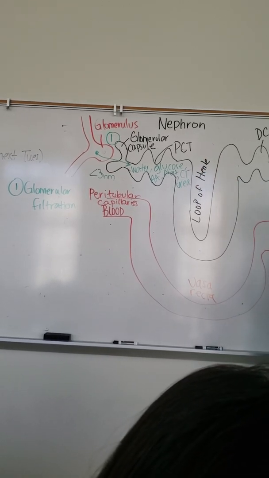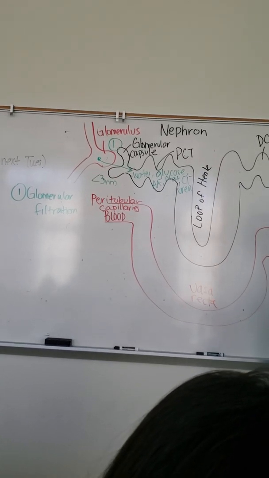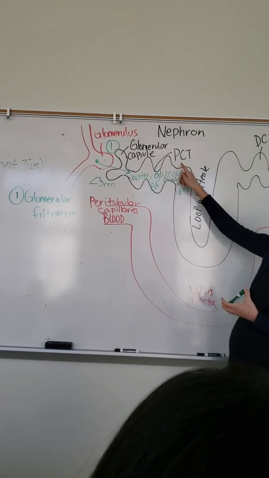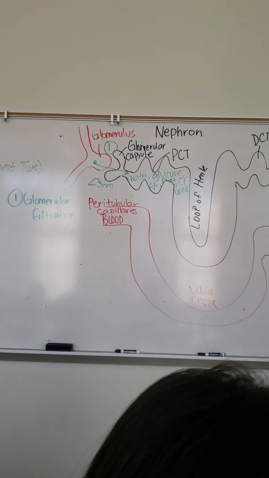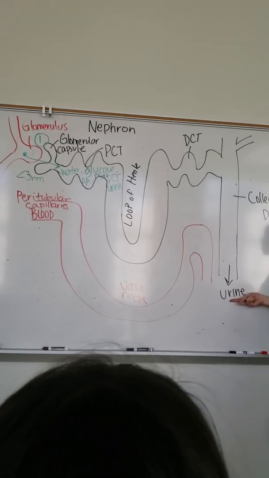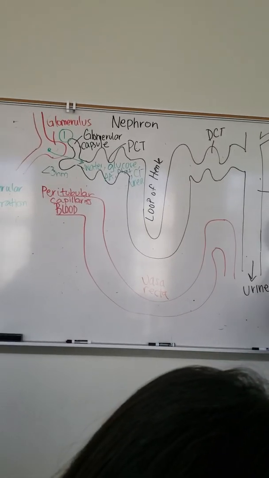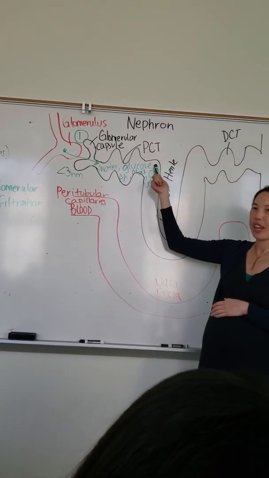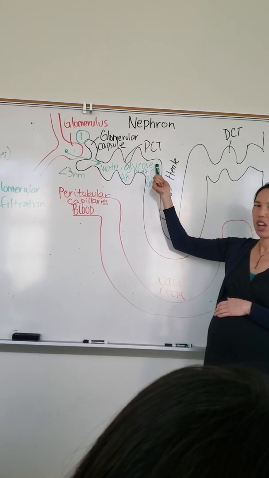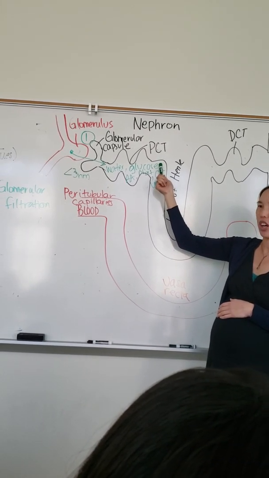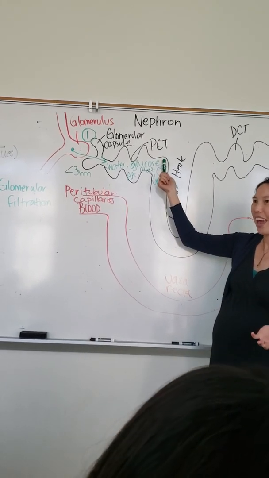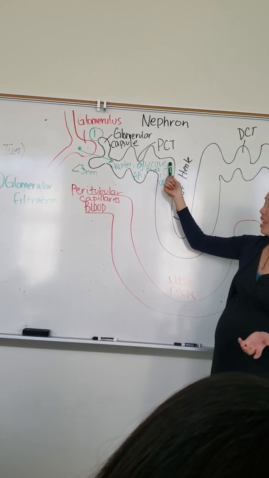Does anyone see a problem with this? Remember, anything that ends up in my tubules, if I keep it in my tubules, what's going to happen? It's going to become urine. Do you want to urinate out your glucose? Not all of it. No, right? What do we need glucose for? Cellular respiration. Energy, right? So we're going to need to keep some glucose.